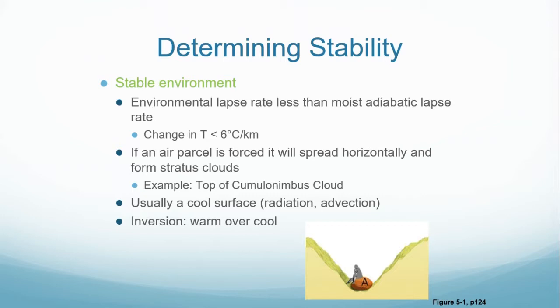This is why the top of a cumulonimbus cloud is very flat, because it reaches the stratosphere, which is a very stable layer. So you have your cloud moving up, it hits the stratosphere, and instead of going further up, it forms this nice flat top to your cumulonimbus cloud. Usually conditions for a stable atmosphere would be because of cool surfaces. You radiate energy away, or advection carries the energy away. Inversions are perfect examples of stable atmospheres.